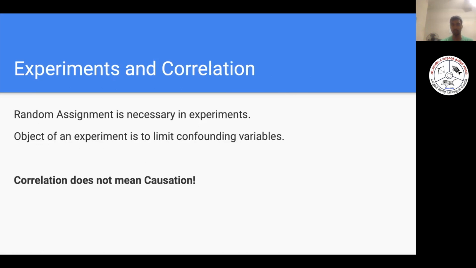Okay, experiments and correlation. Something really important is that random assignment is necessary in experiments. Basically, you have to sort people based on randomness. You have to randomly assign them so that the researchers don't know who is in what group, and then the researchers don't unintentionally create bias.